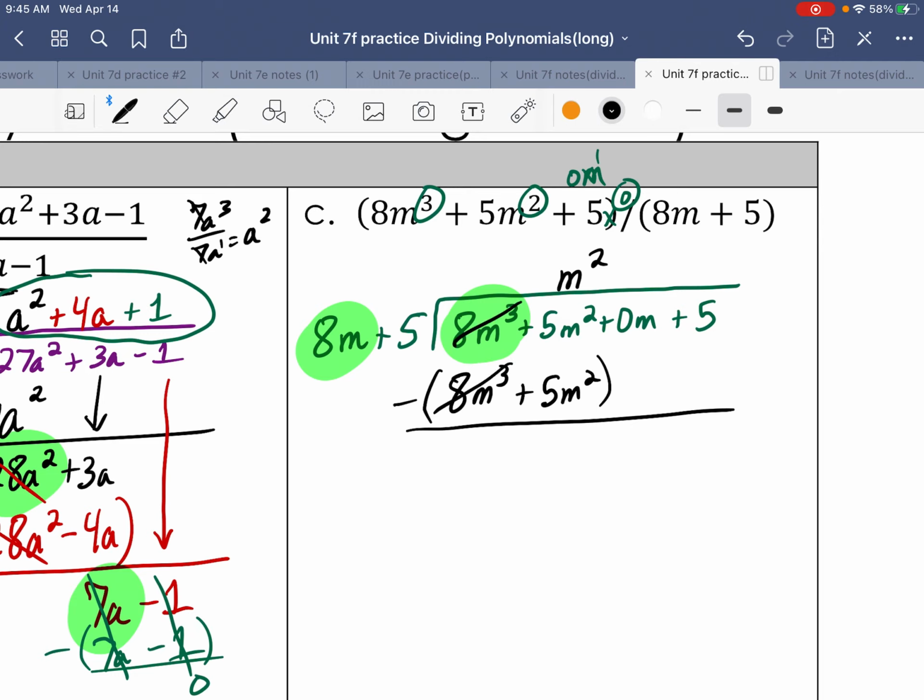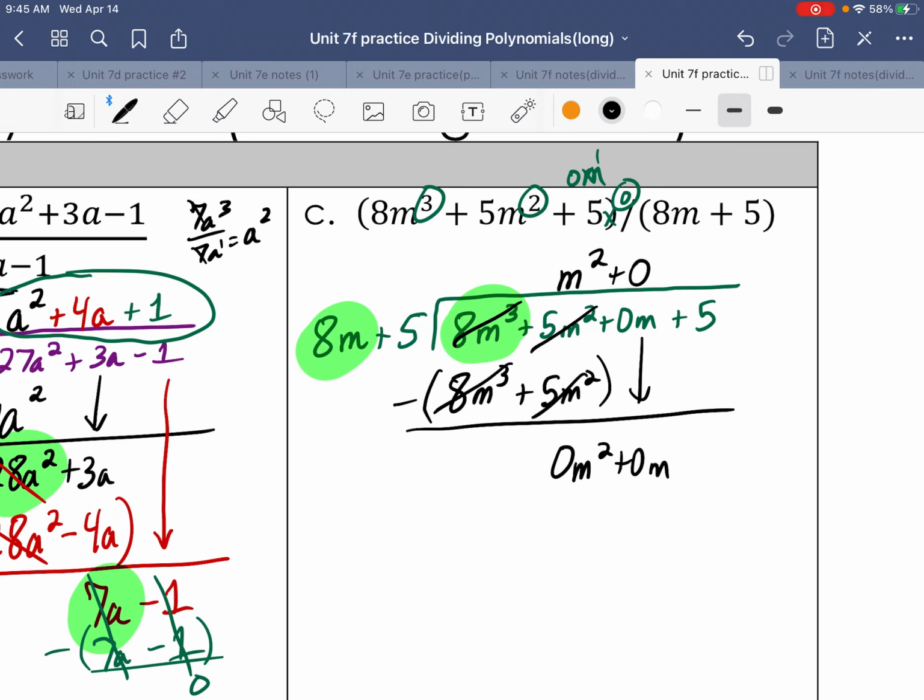8m cubed minus 8m cubed simplifies to 0. 5m squared minus 5m squared, uh-oh, those simplify also. So we really have 0m squared, and we have a 0m coming down here. Strange, since we don't really have anything left here, nothing at all. Well, we could divide going up, but that's really just going to be 0, and 0 doesn't do anything for an answer. There's nothing there.